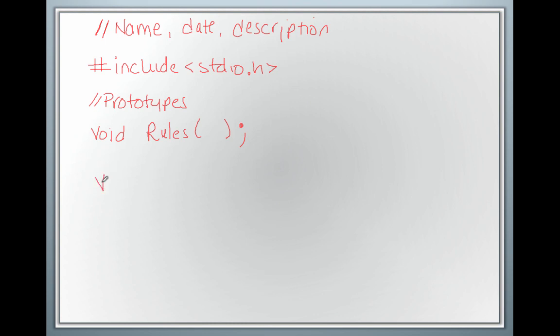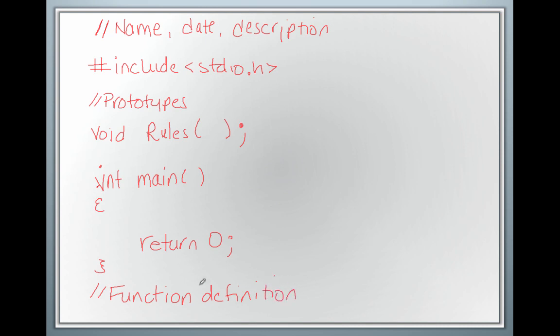Then next I have my main function. In my main function, I can make a function call to the rules function, but let's just set up my main function first, which has a return 0. And then below this is where I would place my function definition. It's very clear how this setup is. So the function definition that was on the previous slide would then go below this, and that would be the definition or the implementation of the rules function.